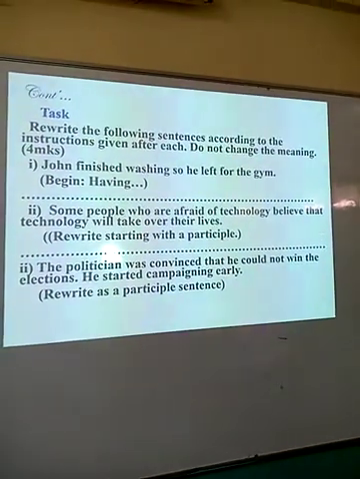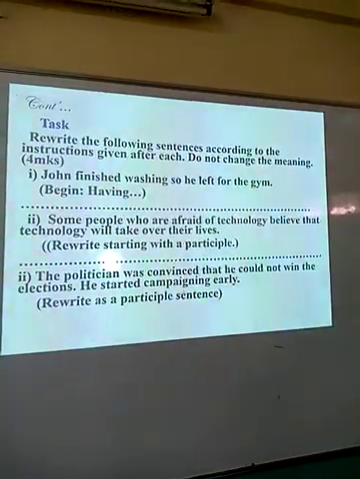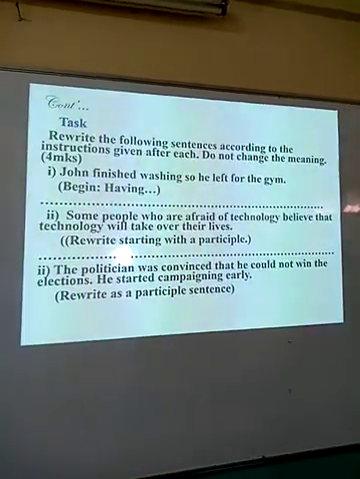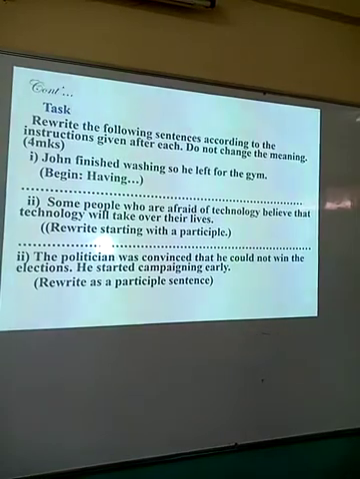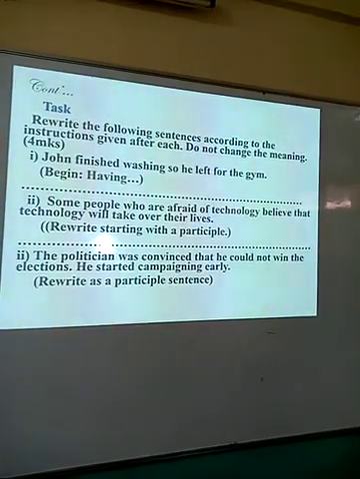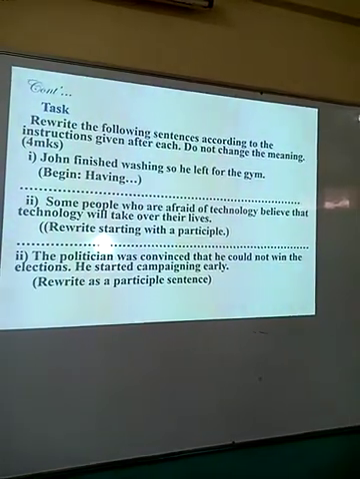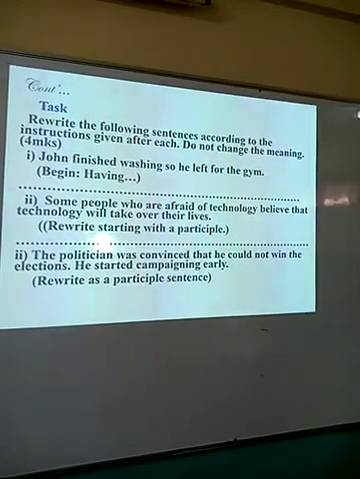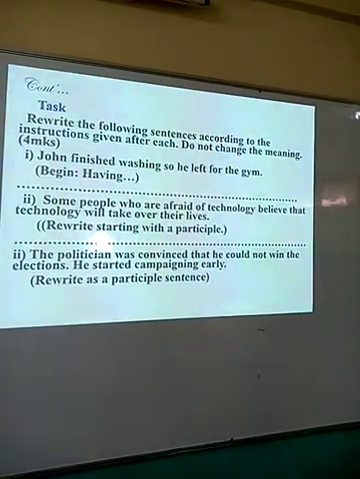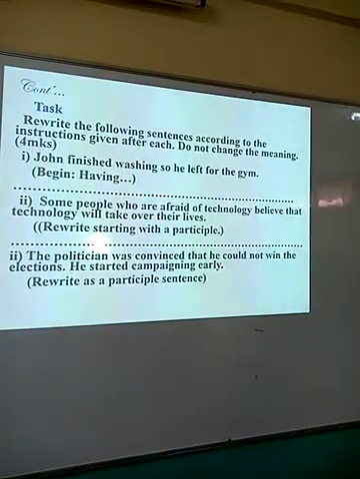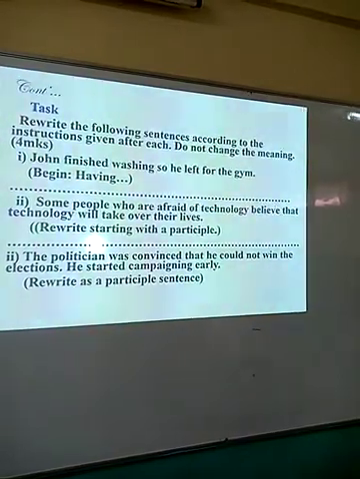Just to wind up, having looked through the past participle, you can use that on your own to try as much as you can to construct sentences following the concept that we've used. Try the three sentences that are there. Write the following sentences according to the instructions given. After each, you don't change the meaning.